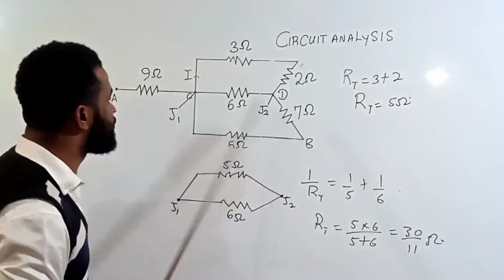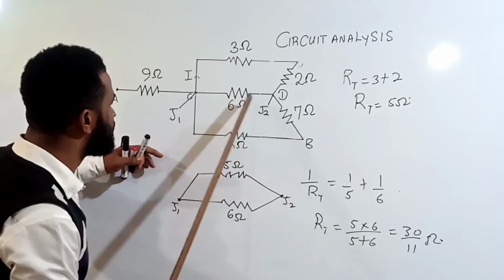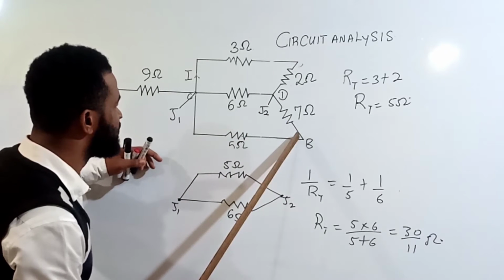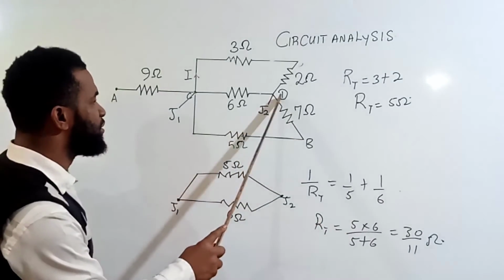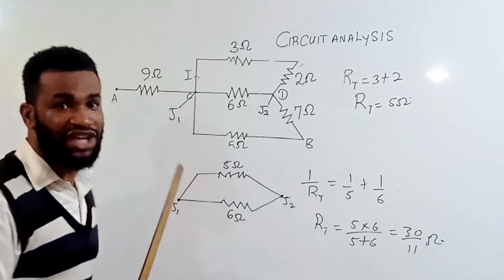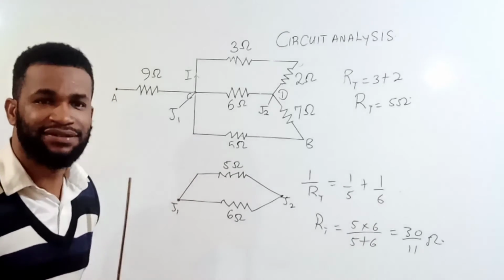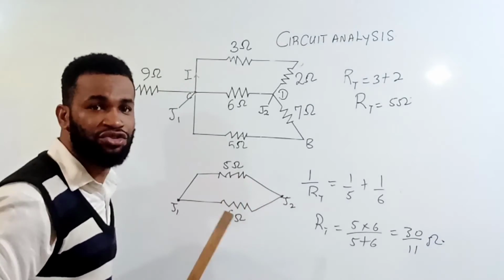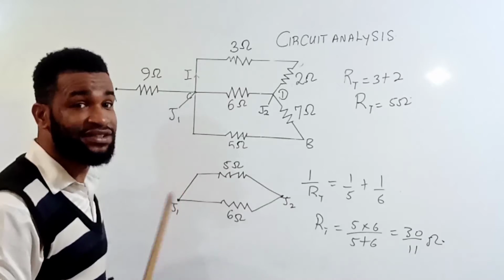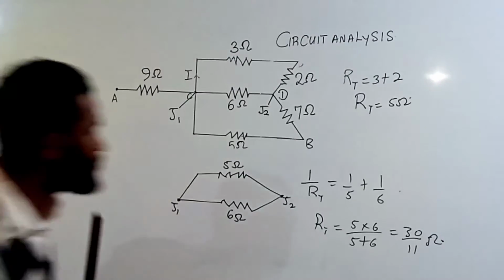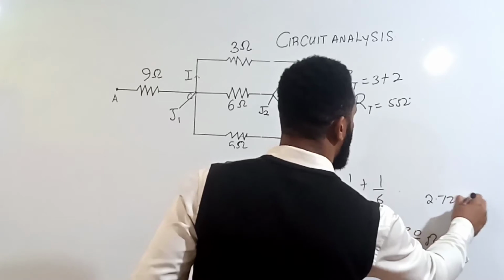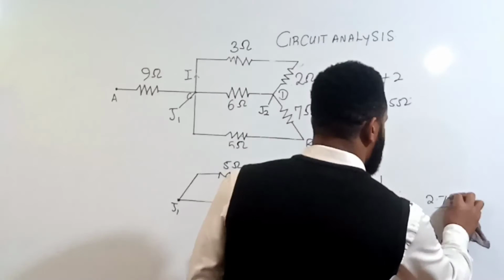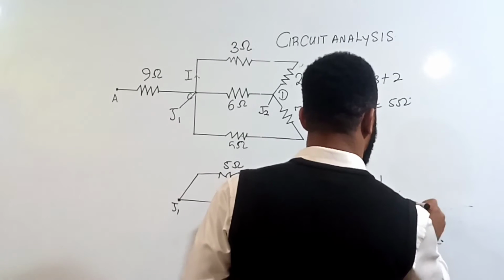Now, since I have this combined to give me 30 over 11, I have to move on. This, if you look at this one, 6 came to this point, connected to 7. Now, if you look at this, 7 and 5 don't share any common junction. Therefore, they are in series. Because 7 and 5 don't have two separate junctions where they put their legs, they are said to be in series. Therefore, this is going to be 2.72 ohms. Sorry, 2.73 ohms.